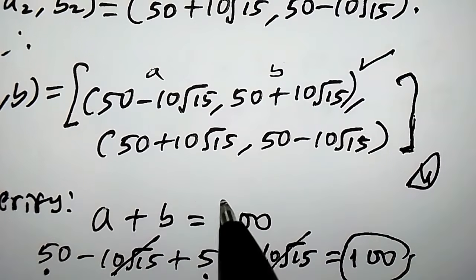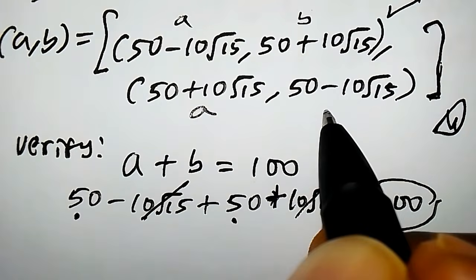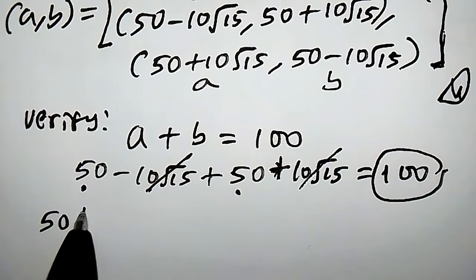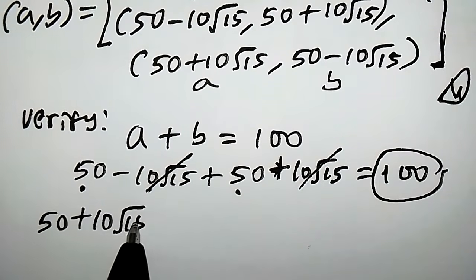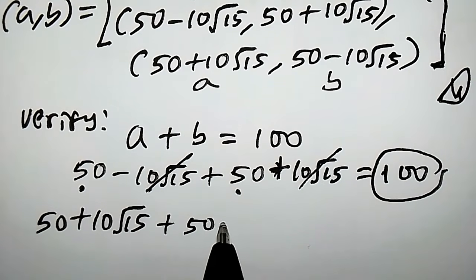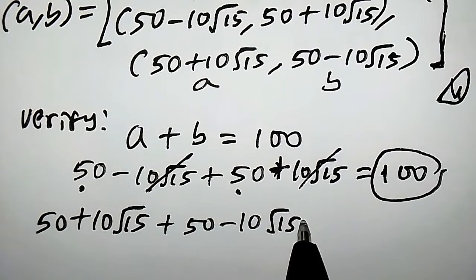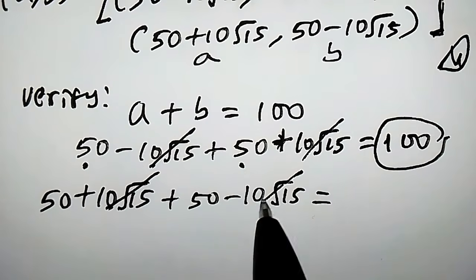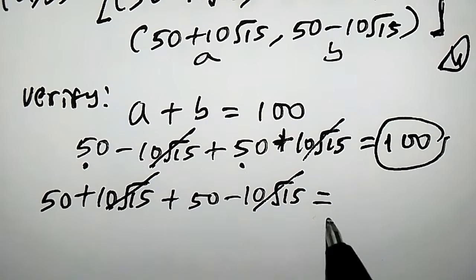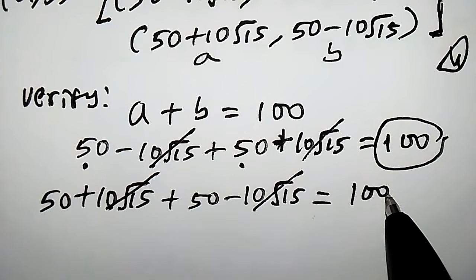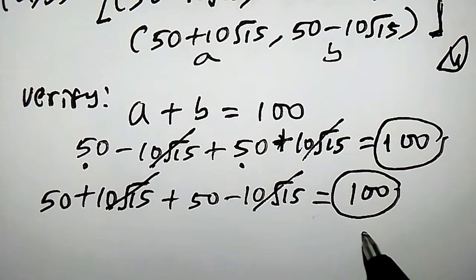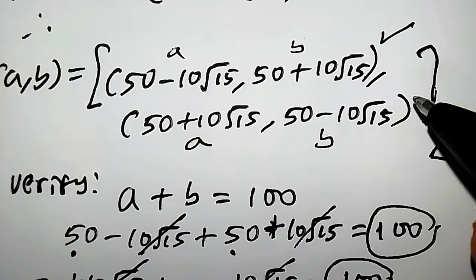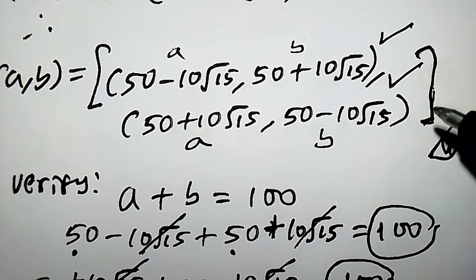Let's verify the second one. This is our A, while this is our B. Plugging it here, we have 50 plus 10 root 15 plus 50 minus 10 root 15. This equals, similarly, 10 root 15 minus 10 root 15 goes, 50 plus 50, that is simply 100. This is also exactly what we have on this right hand side. So indeed, the second solution is also correct.